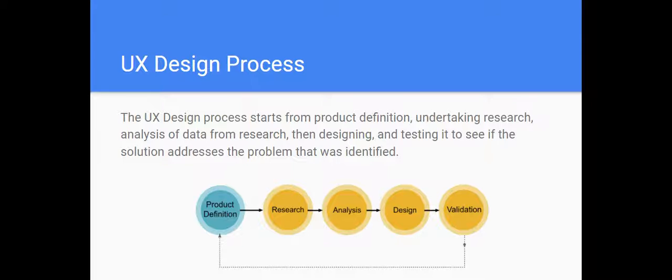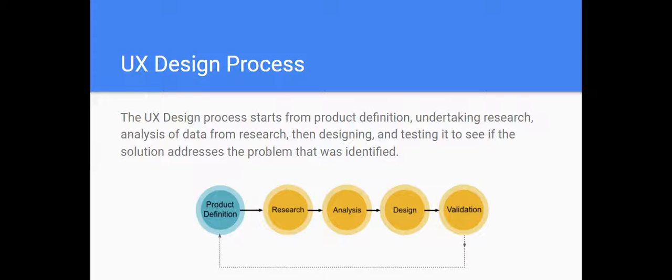So UX design processes start from product definition. In other words, you can say identifying the problem that you want to solve. When this is clearly defined, you can now undertake research as to what your customer really wants or as to how you want to solve this problem. On completion of this research, you then want to proceed into analyzing this data so that you can extract meaningful information from this data and start your design. So as soon as you start your design and you complete your design, the next thing will be to test to see if the solution addresses the problem that you earlier identified.